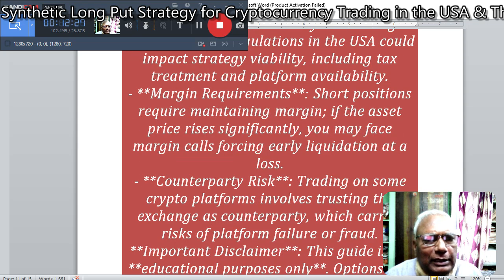Margin requirement: short positions require maintaining margin. If the asset's price rises significantly, you may face margin calls, forcing early liquidation at a loss.